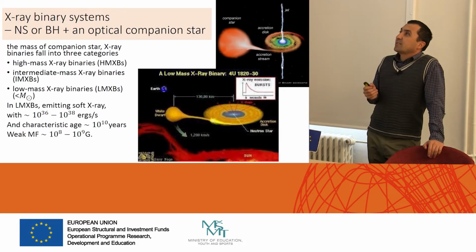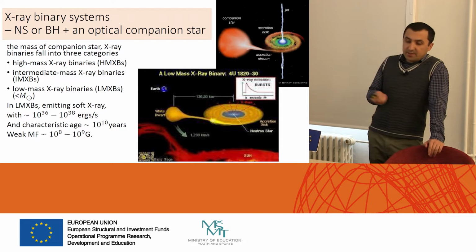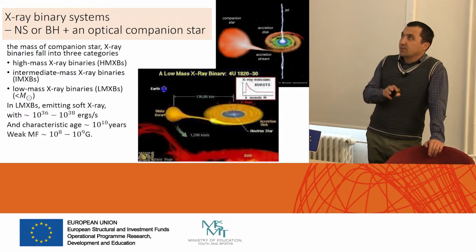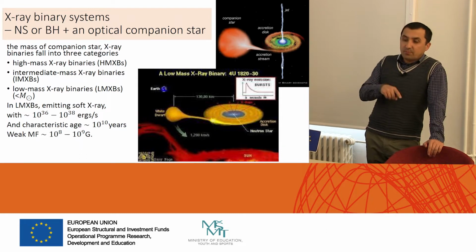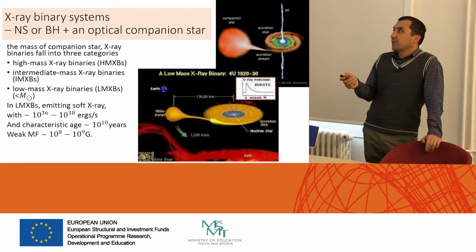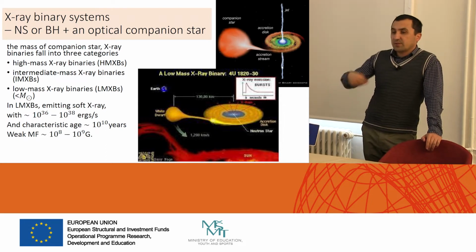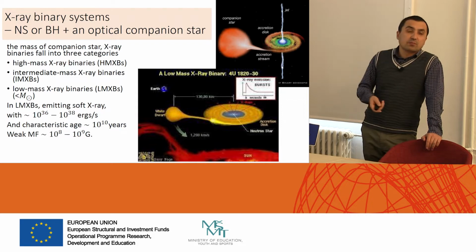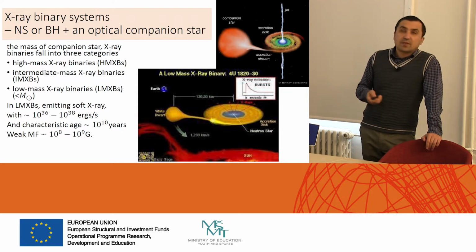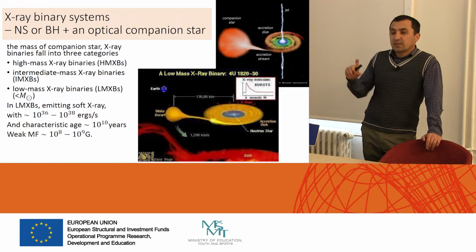X-ray binaries are binary systems which consist of a neutron star or black hole and a companion in the optical band of the electromagnetic spectrum. The second companion is invisible in the optical band, so we can observe it in the X-ray band.